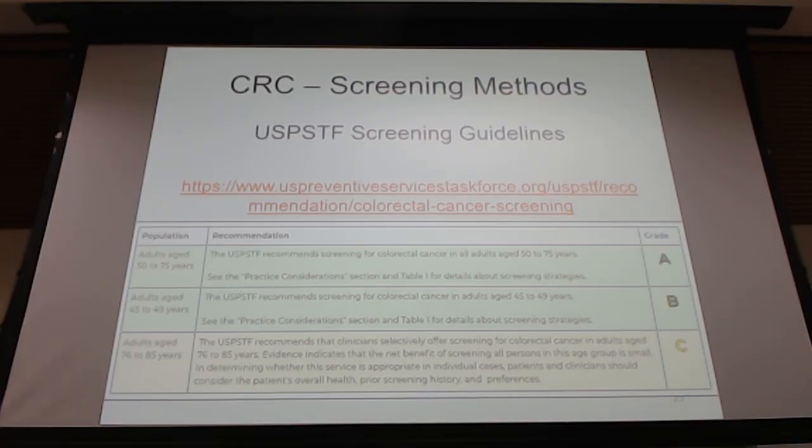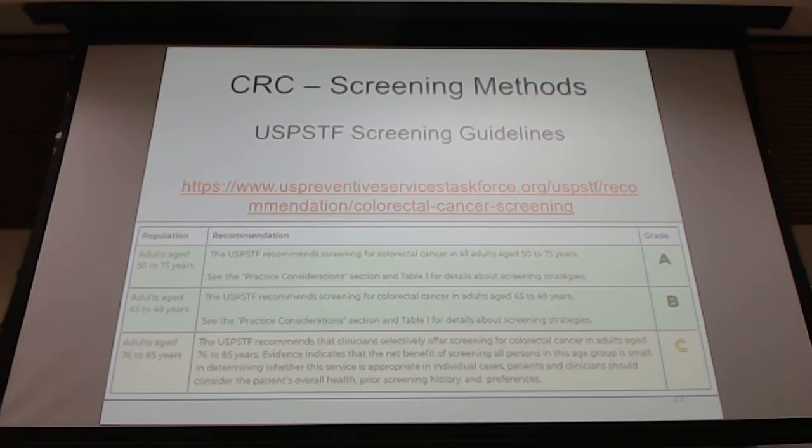So, here are screening guidelines. What we're seeing here is pretty much if somebody reaches over the age of 76, we pretty much don't need to screen them anymore. So, what does that really mean? It means it doesn't benefit. They've probably lived about as long as they're going to live. Doing anything invasive there is probably going to cause more damage than help.